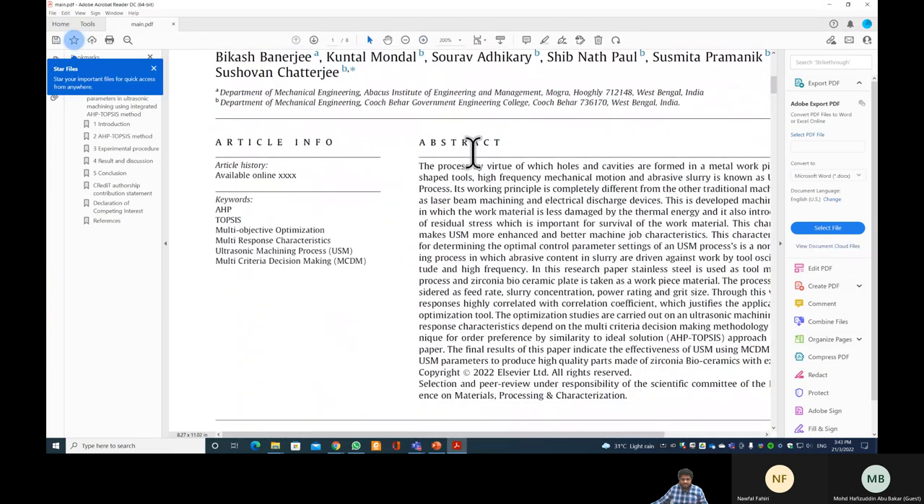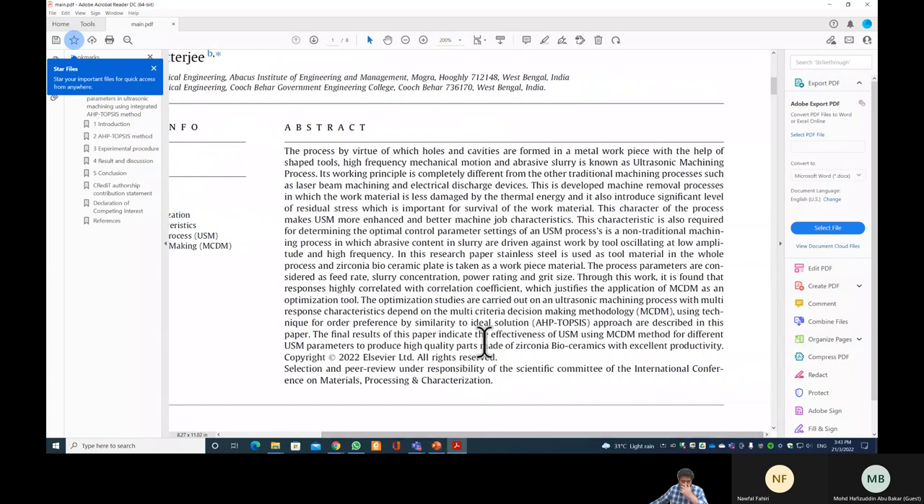In the abstract, what they have written: the first thing which matches our study, what we have done today, is that in this research paper, stainless steel is used. Let's highlight that. Stainless steel is used as a tool material in the whole process. Zirconia is my workpiece. So a zirconia plate is taken as a workpiece.